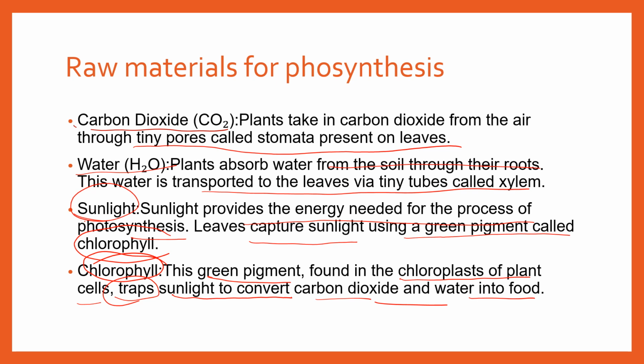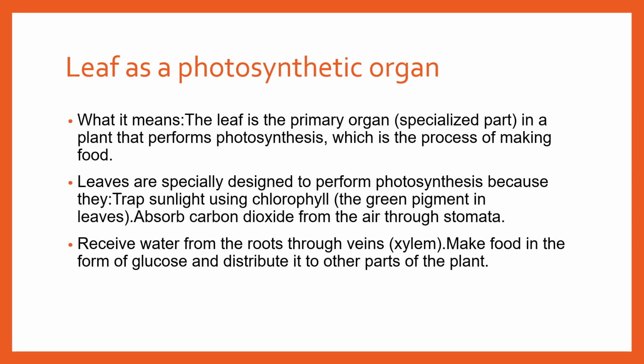So the main raw materials of photosynthesis are carbon dioxide, water, sunlight and chlorophyll. These are the main components, and they all are very important for this process. If even one is absent, no photosynthesis will happen. Here we can get one question: why is the leaf called the photosynthetic organ of a plant?